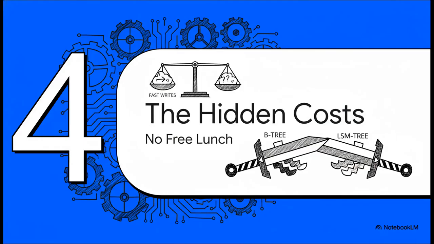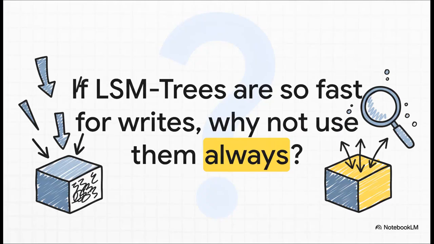But, in engineering, there's no such thing as a free lunch, ever. The LSM tree's incredible write speed comes at a price, and this is where our two champions really go head-to-head. It's the natural question, right? If writing is so much faster, what's the downside? Why not just use LSM trees for everything?